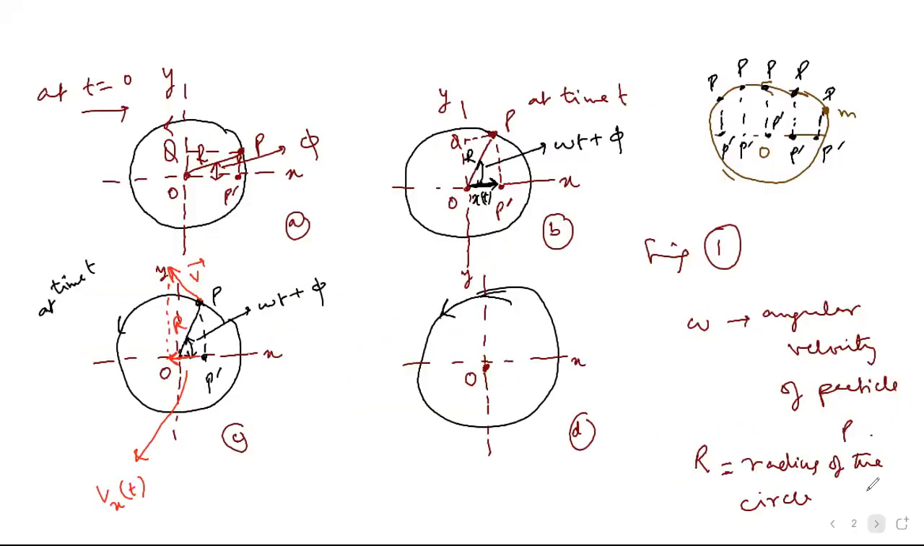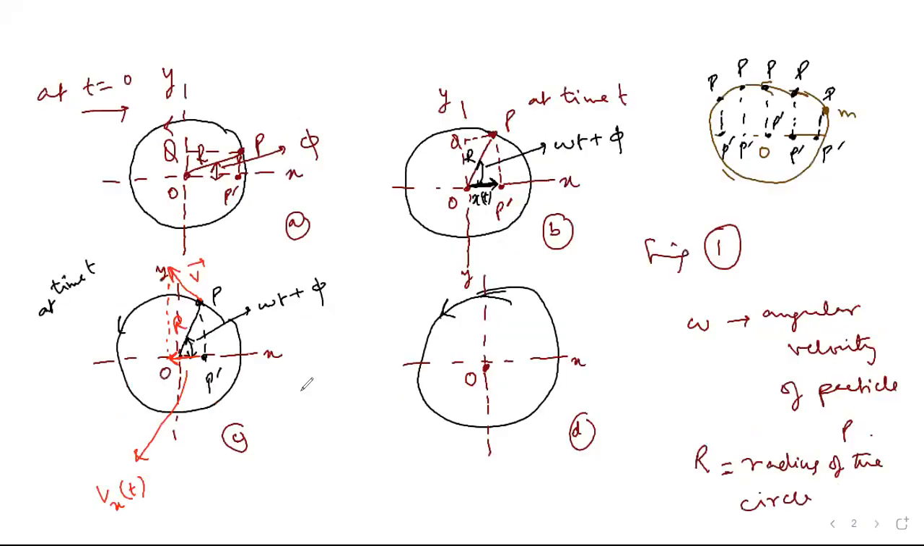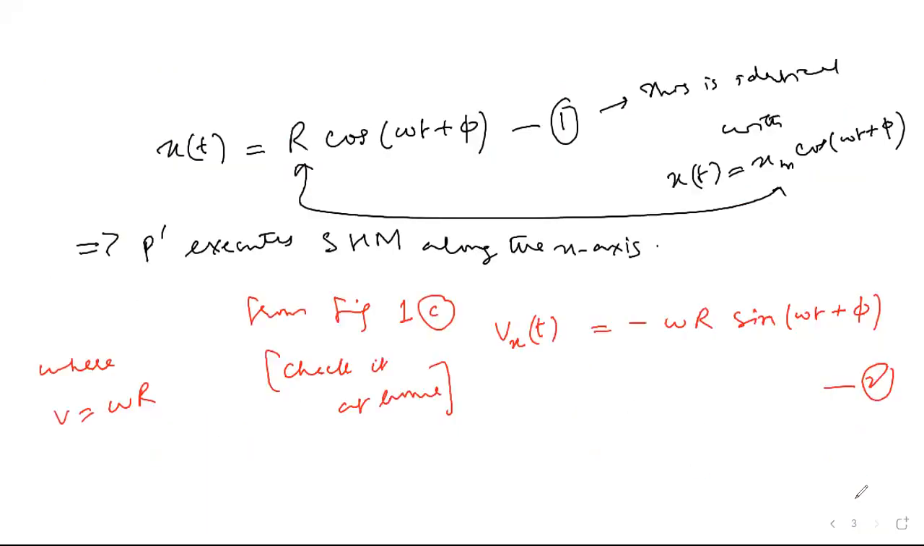So this is an exercise for you. Check it at home. That Vx of t is minus omega r sine omega t plus phi from figure 1c, right? There is another way to get equation 2, which gives you the velocity of the projection P prime along the x-axis. You can do it by differentiating equation 1 with time, because the derivative of position is velocity.